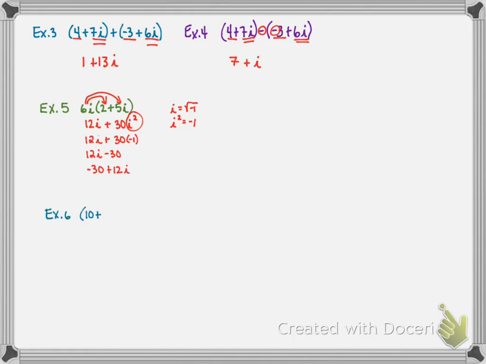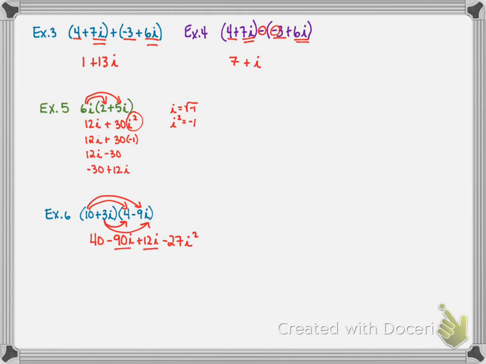Okay, another multiplication. This time two complex numbers of the form a plus bi. So 10 plus 3i times 4 minus 9i. We're going to FOIL these like we would just normal binomials. 10 times 4 is 40. 10 times negative 9i is negative 90i. 3i times 4 is 12i. 3i times negative 9i is negative 27i squared.